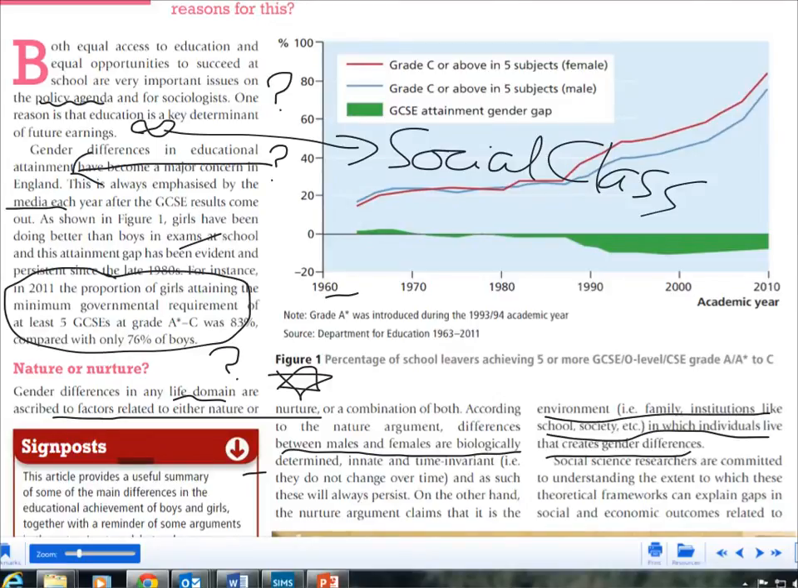On the other hand, the nurture argument claims it's the environment, i.e. family institutions like school and society, which individuals live in, that create gender differences. Now, I agree with that one, so I'm going to do a plus there. Okay, so hopefully that gives you an idea of how you should annotate this.